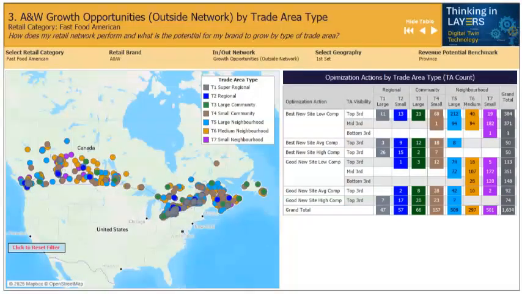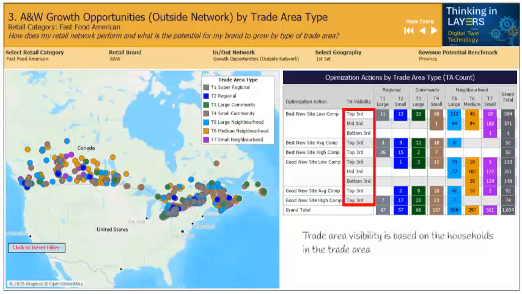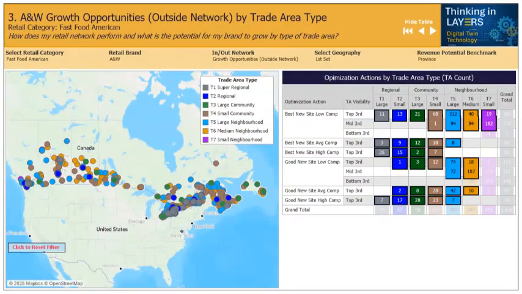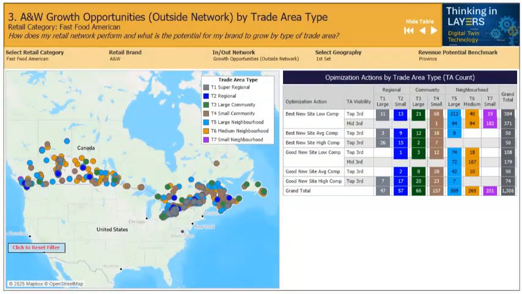Tab 3 provides additional detail by showing the optimization actions across 7 trade area types along the top row. Trade area types are based on the size and level of competition, ranging from large regional to small neighborhood. Trade area visibility is on the second column and is based on the total households in the trade area, not just the households expected to purchase goods and services, so therefore the higher the better. Let's filter out the suboptimal expansion opportunities. First, let's remove trade areas in the bottom third of the visibility score. And second, let's remove the lower revenue potential sites in the smallest neighborhood trade areas. This leaves us with 1,306 potential new sites.